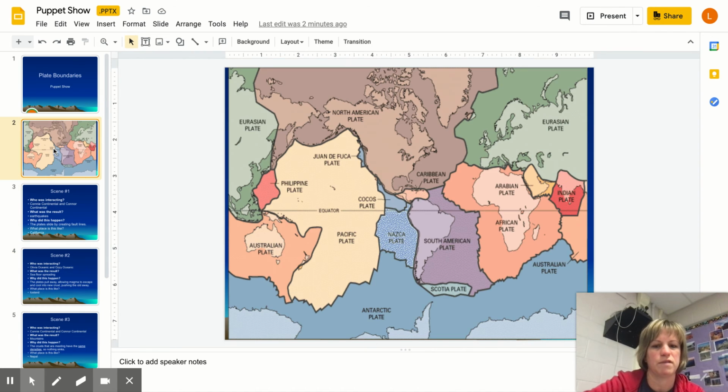So let's look at what we've got on the map now. Scene 1 is right here, California, where those plates are sliding by each other. Scene 2 should have reminded you of Iceland. The plates are going in different directions here, and that's why seafloor spreading happens.